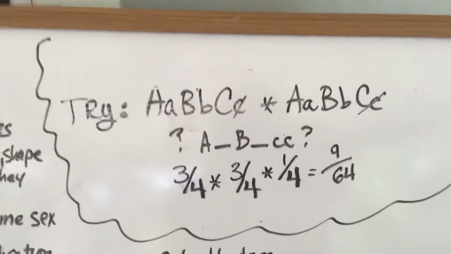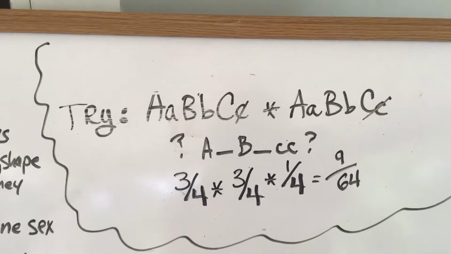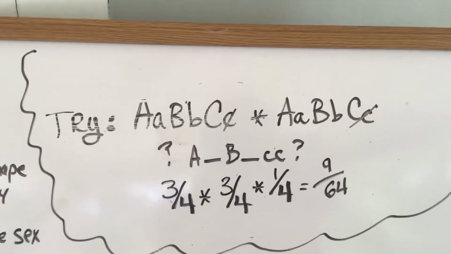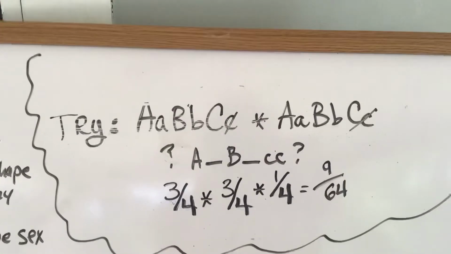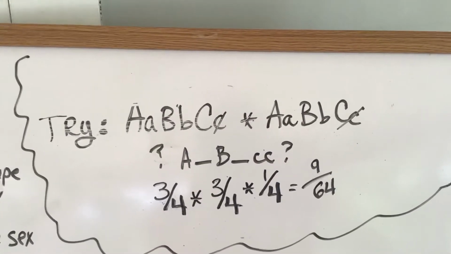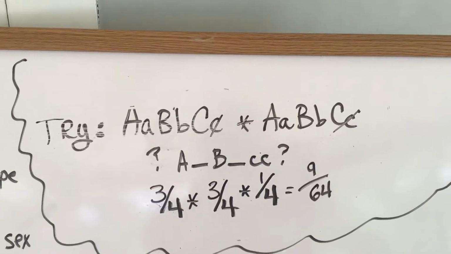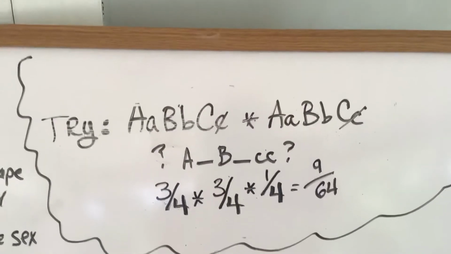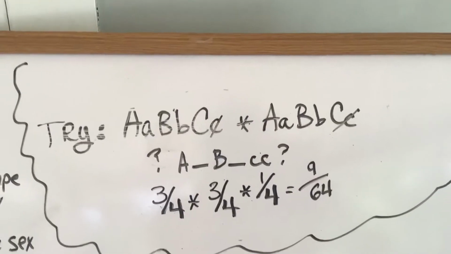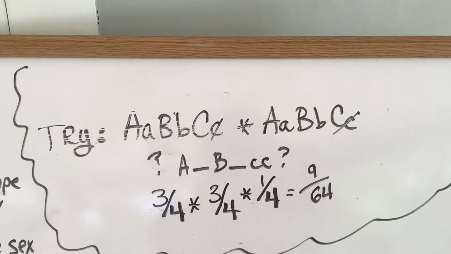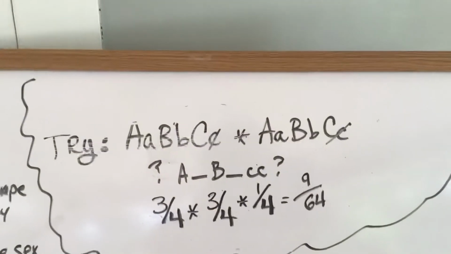Returning back, hopefully this is what you got. That is, I would have had a 3/4 probability for capital A something from the cross of capital A little a times capital A little a. I would have had a 3/4 probability of capital B something from the cross of capital B times capital B little b. And I would have gotten a 1/4 probability of little c from the cross of capital C little c times capital C little c. And I should have come up with a 9/64 probability.